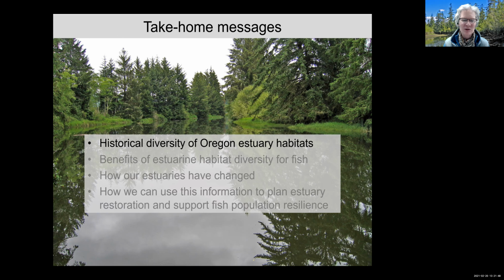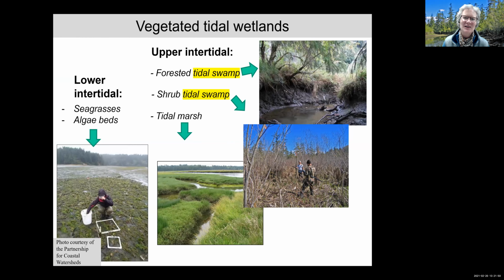Starting with the historical diversity topic, vegetated tidal wetlands, which are the usual subjects for restoration activities on our coast, include the lower intertidal, like seagrasses and algae beds shown on the left, and then the tidal marsh in the center that's most familiar to people. Then the shrub and forested tidal swamps are shown on the right here.